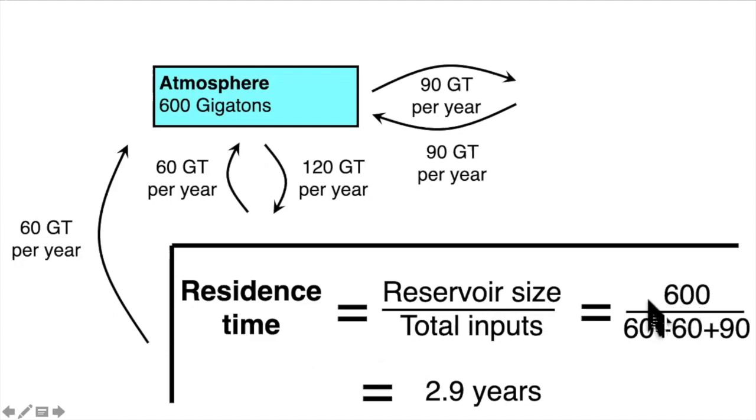So on the top, in this numerator, we have the reservoir size, 600 gigatons in the atmosphere. And in the bottom, we have the total inputs. So we have one input from soils at 60 gigatons. We have one input due to plant respiration at 60 gigatons. And we have one input from gas exchange with the ocean at 90 gigatons. So it's 600 over 60 plus 90, which comes to around 2.9 years, or 3 years.